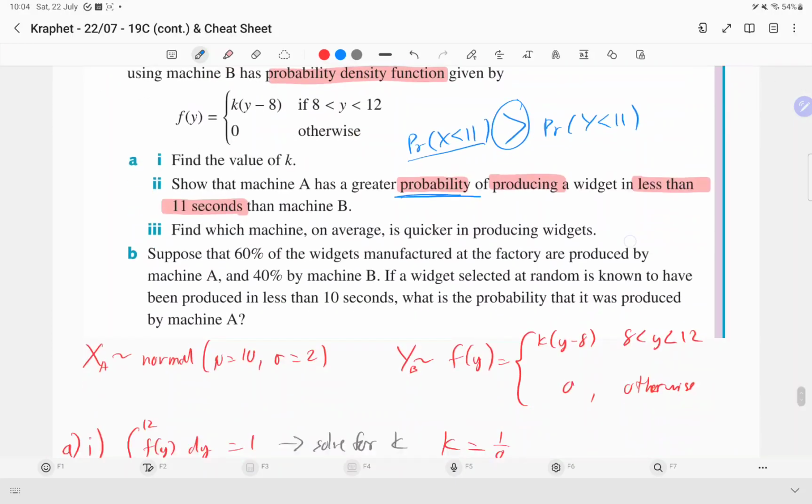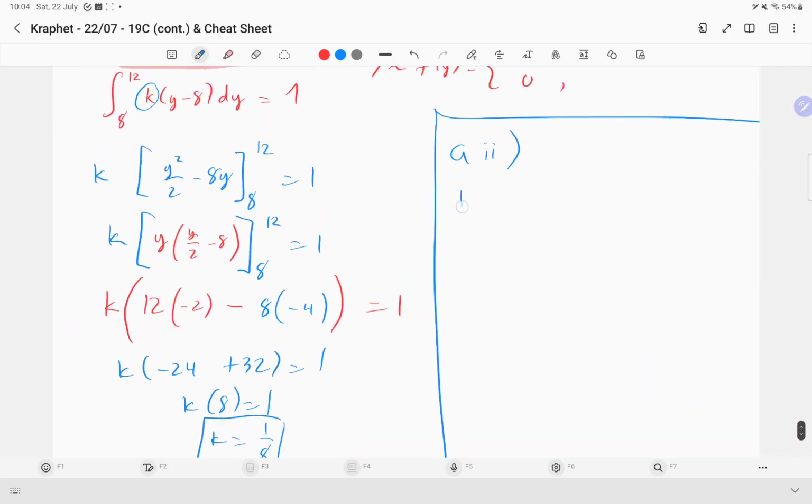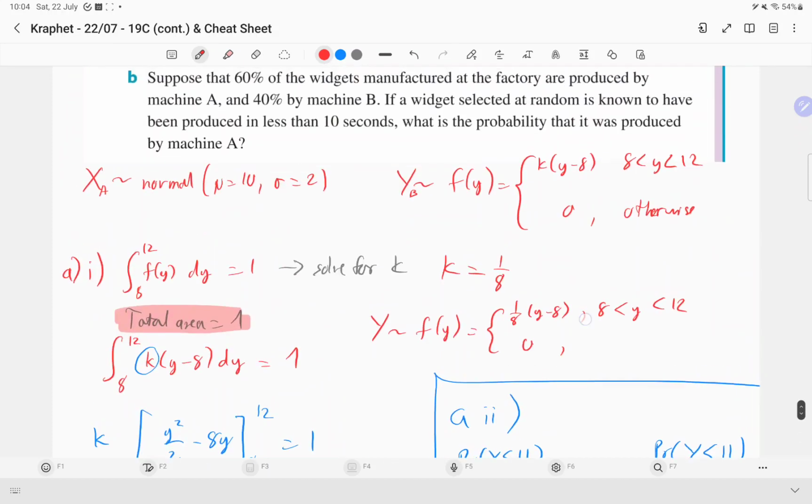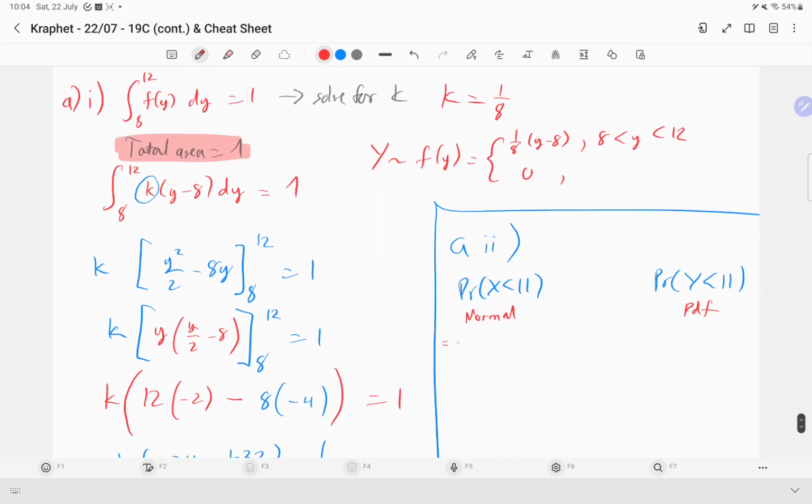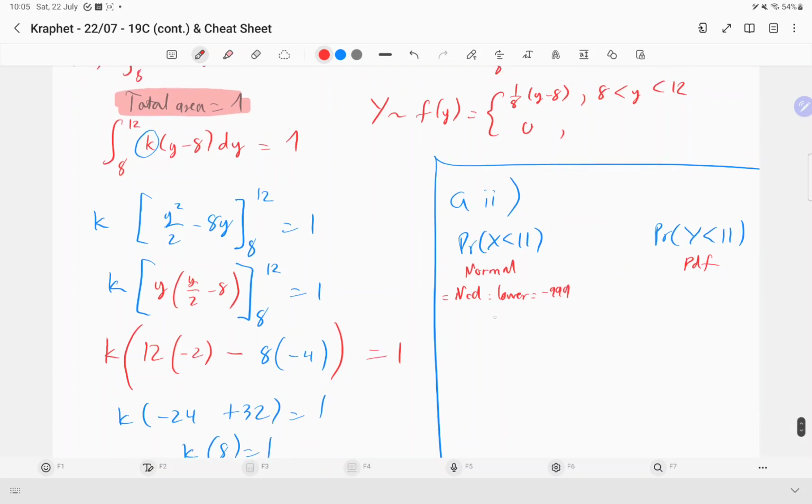So basically we're trying to calculate two things, right? Probability of x less than 11 and probability of y less than 11. This is only hard because they throw two distributions. This one is a normal distribution and this one is a PDF. When x is normal, mean 10, standard deviation 2, it's the same as normal CD, with lower negative infinity, 999, and upper 11, mean 10, standard deviation 2.